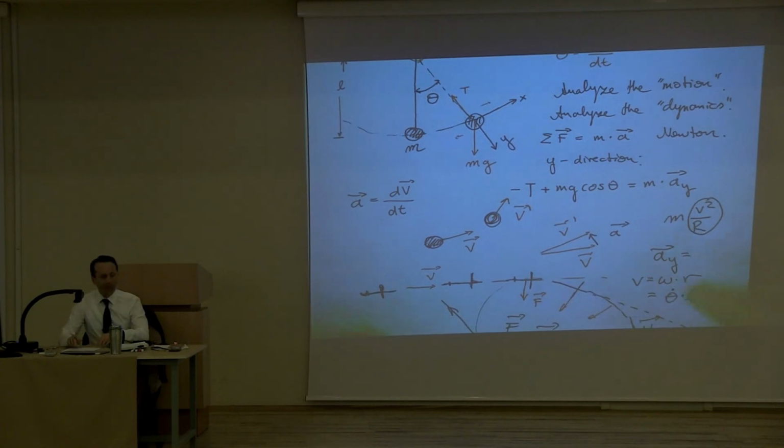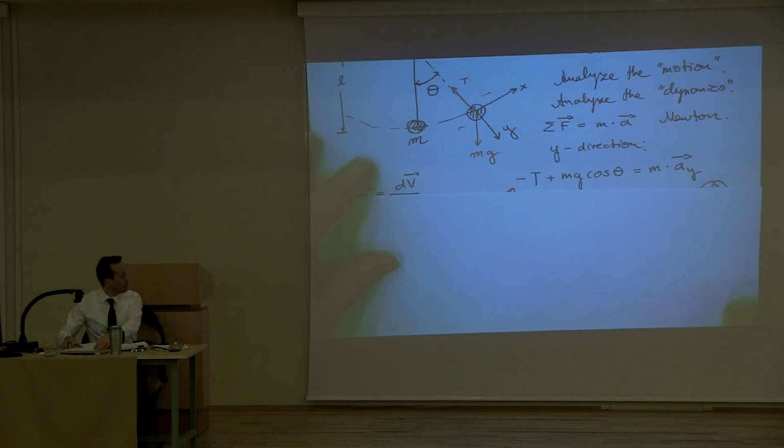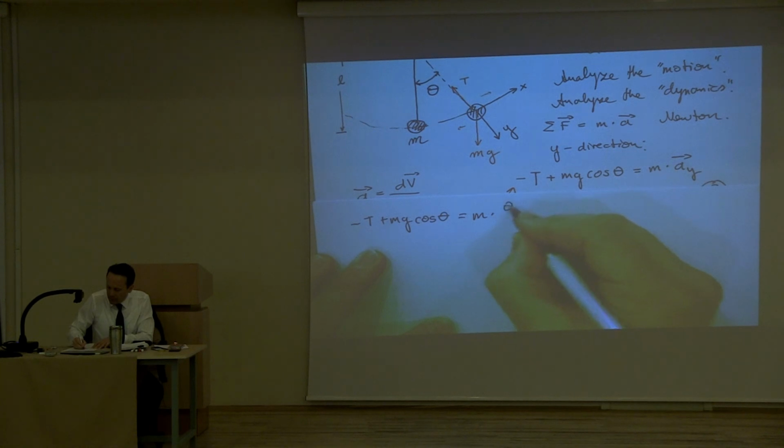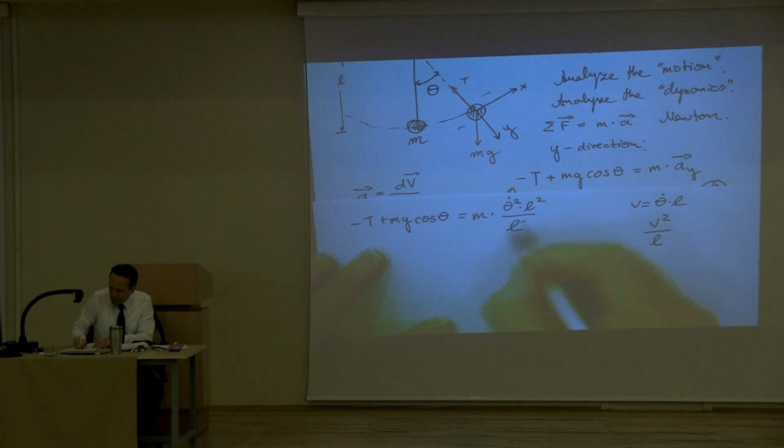Okay? So writing this formula now in a clean fashion, let me write it on another paper. This will be equal to minus T plus mg cos theta is equal to m times theta dot squared times L squared, right? Because V is equal to theta dot times L, and V squared divided by L, V kare bölü R, divided by L, this L is gone, and that's your formula: minus T plus mg cos theta is equal to m theta dot squared times L.